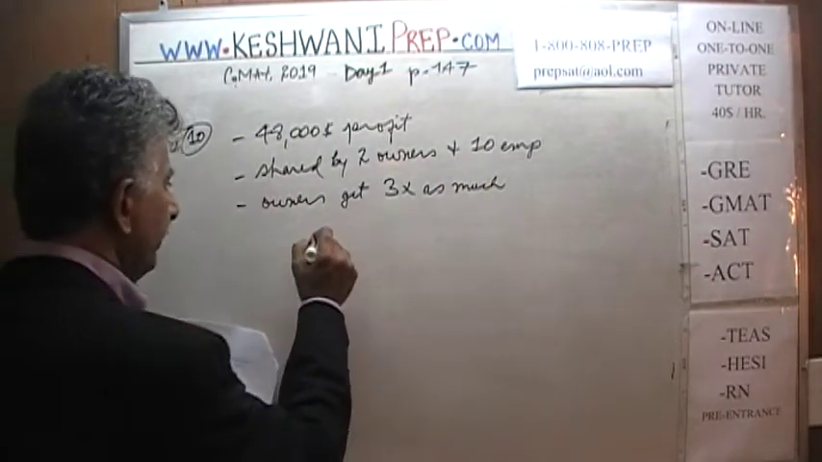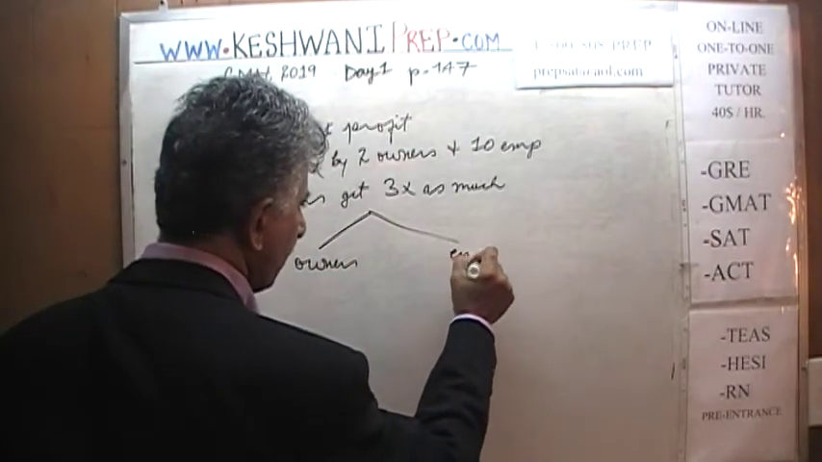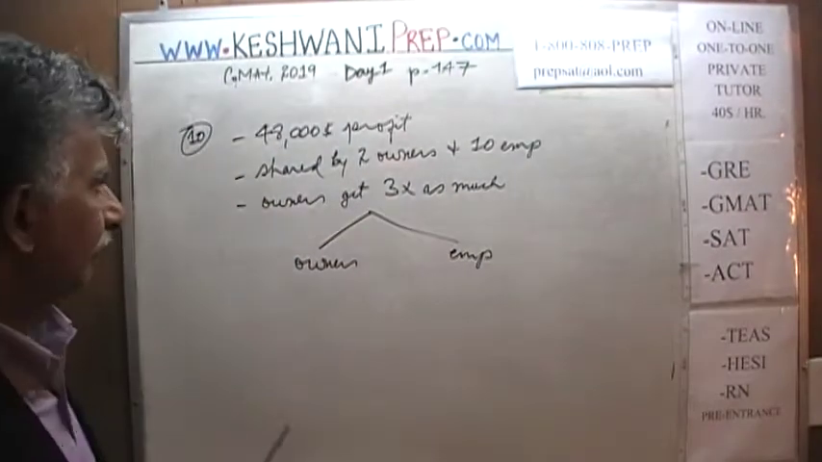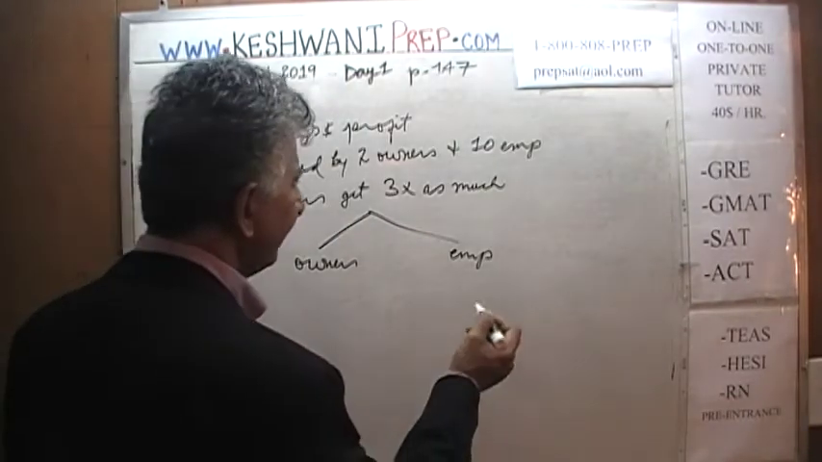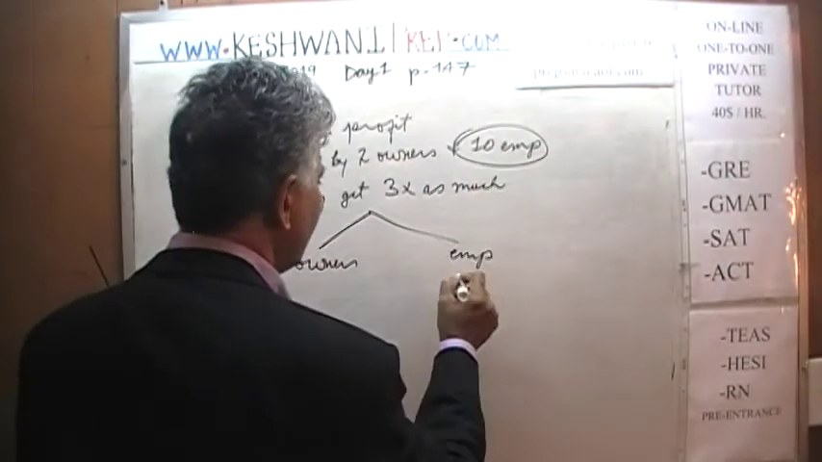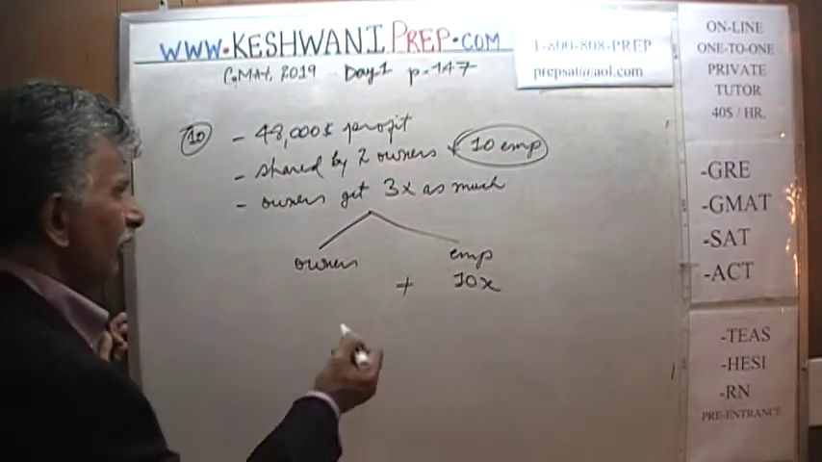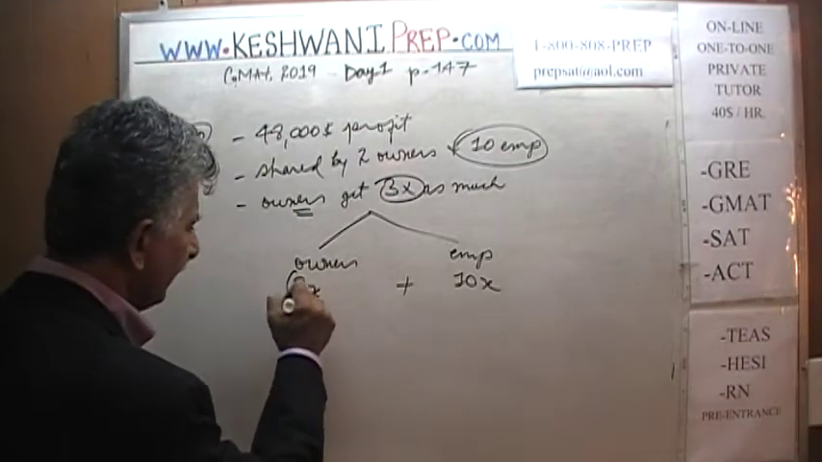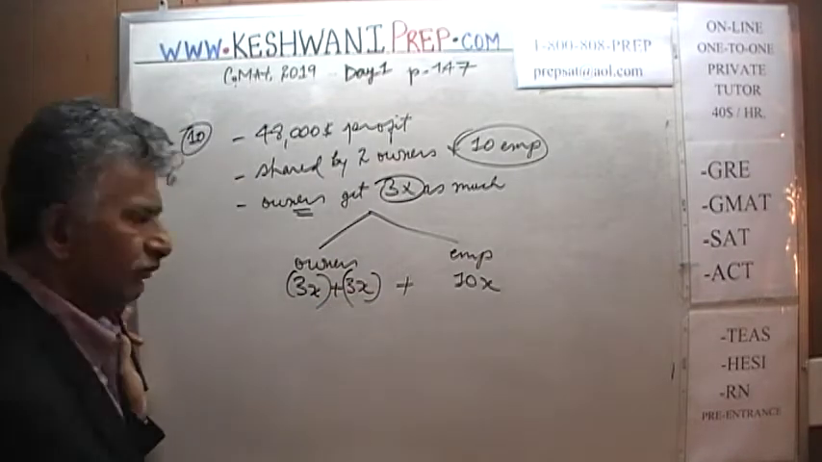Let's find out. So we have the owners and we have the workers. Let's pretend that each employee gets X dollars. If each employee gets X dollars, we have 10 employees, which means they're going to get 10X dollars. Then each owner gets three times as much. So the first owner is going to get three times the amount the employees get, 3X, and the second owner is going to get 3X.